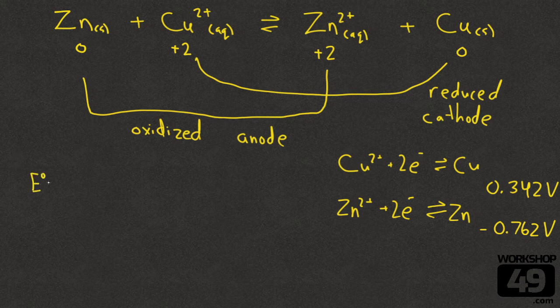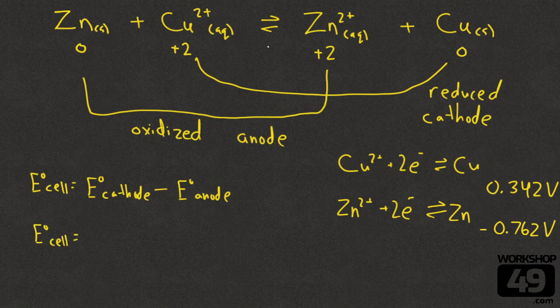Now we have our cathode reduction potential and our anode reduction potential. So our cell potential is equal to the reduction potential of our cathode minus the reduction potential of our anode. Our standard cell potential equals our cathode, the reduced substance, copper. We looked it up in the table. The reduction potential of copper is 0.342. We're going to subtract our anode.